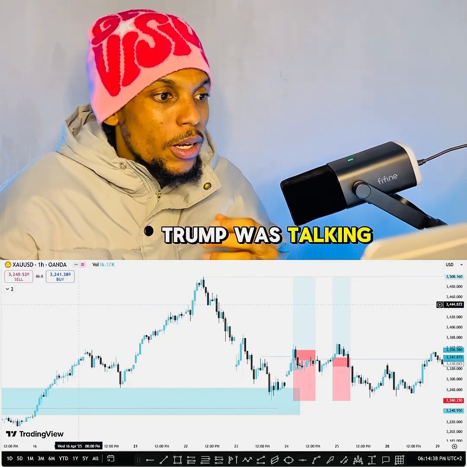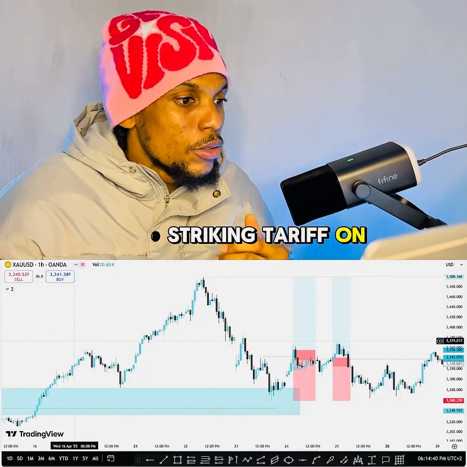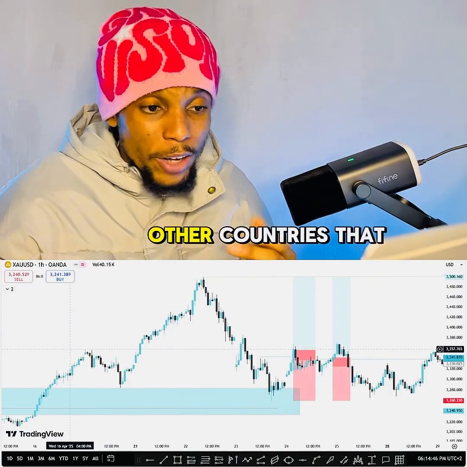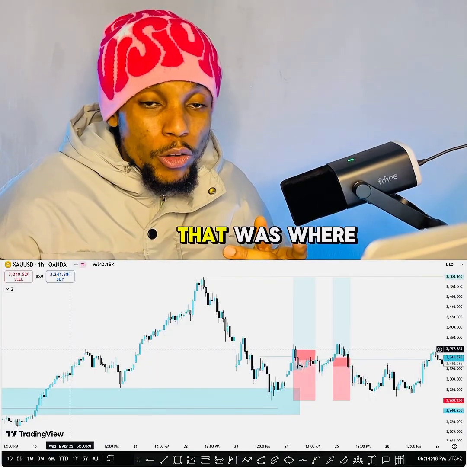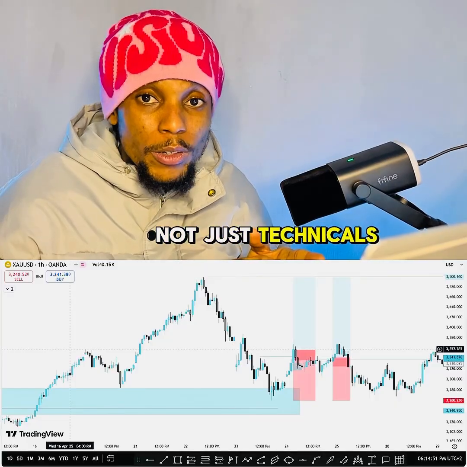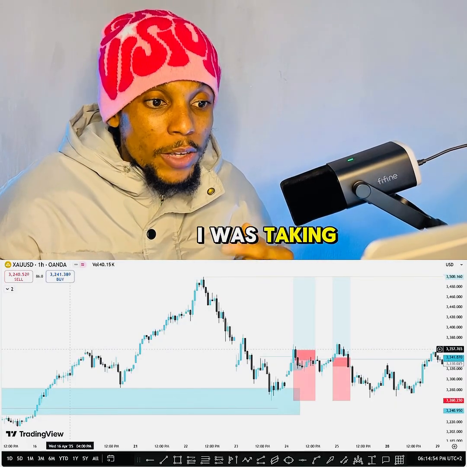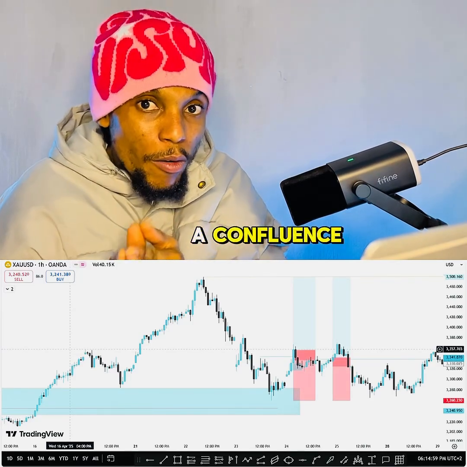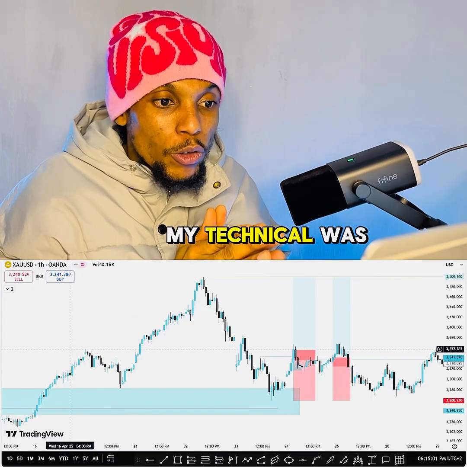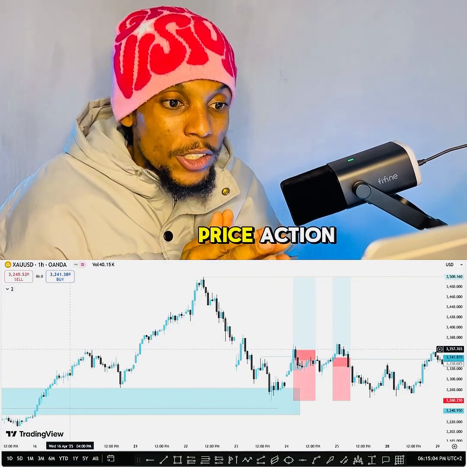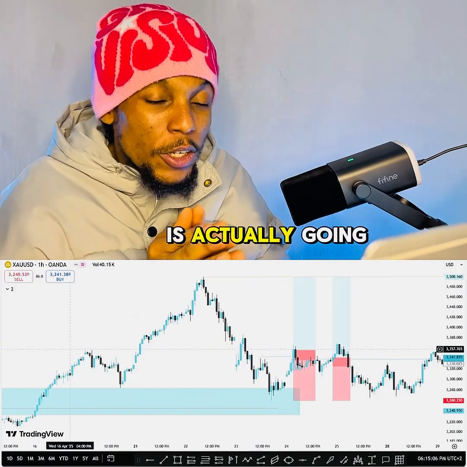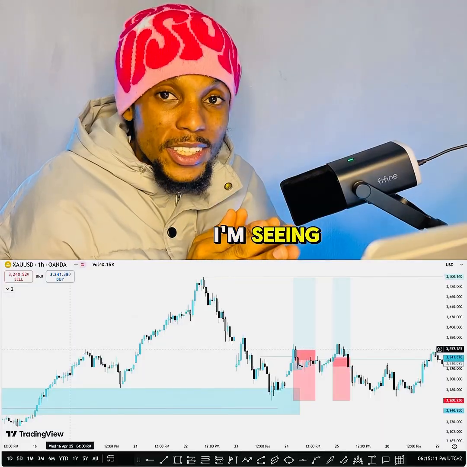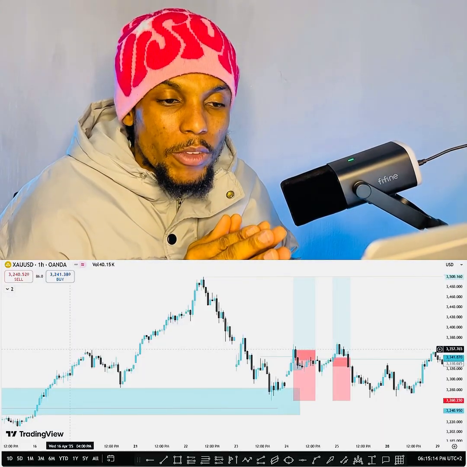So when Trump was talking about striking tariffs on China, Canada, and other countries that he mentioned, that was where I was taking good buys from, not just technicals, right? I see the news and then use it as a confluence. And then once my technicals play out too, showing me a price action that the news is actually going to support, I enter the trade. So that is how I trade.